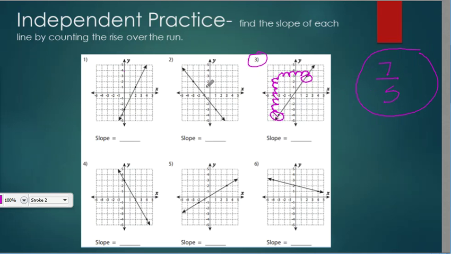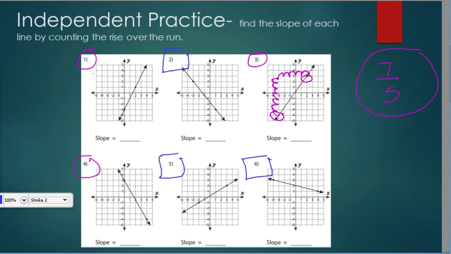Okay, so we did number 1, 3, and 4 together. For your quiz, I want you to do number 2, 5, and 6. I want you to practice these 3 on your own, finding the slope.